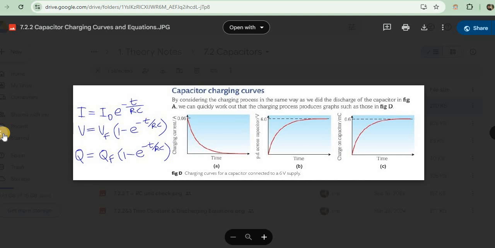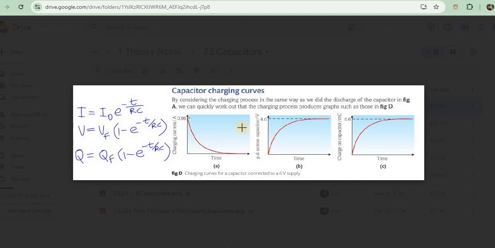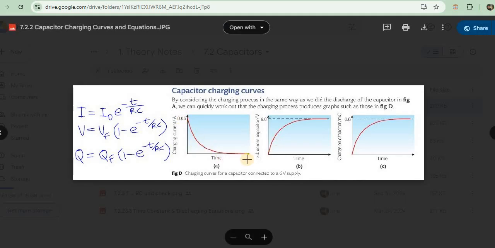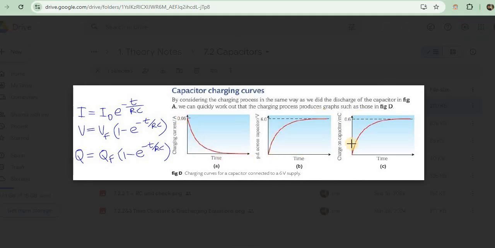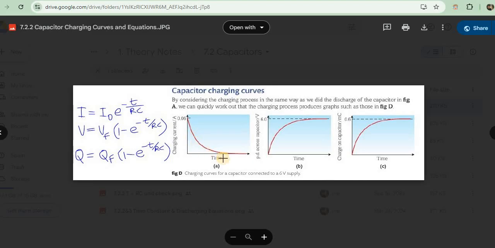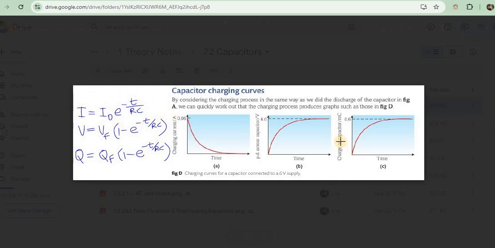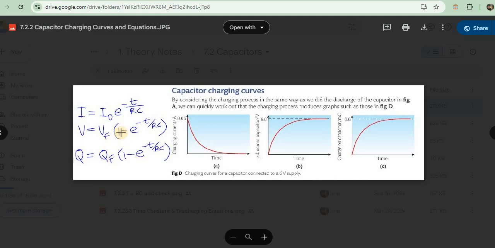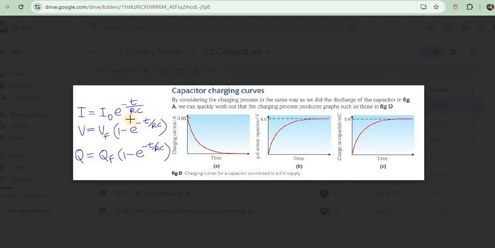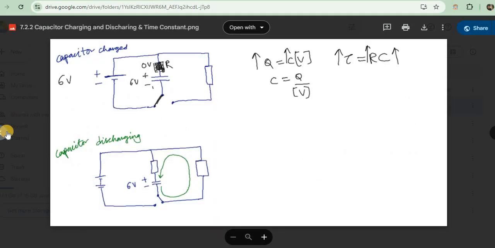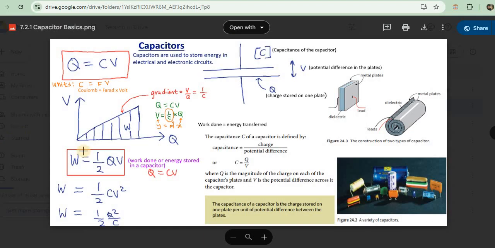Now if it is charging, you can see we have only one thing that is different, that is this, but all the other curves are like this. See, only this one is this shape. So this is the current versus time, and you can see the equation is like this, but for these two, these are the equations. So there you have a 1 minus. Alright, let's go back to the beginning, and now we will learn this in detail.